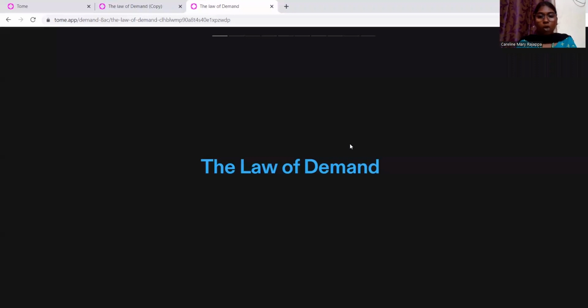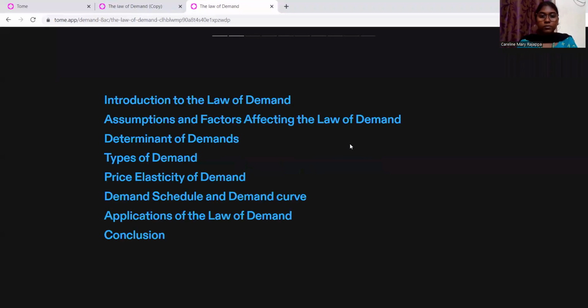This presentation is on the law of demand. The context of the presentation goes like this: the introduction to the law of demand, assumptions and factors affecting the law of demand, determinants of demand, types of demand, price elasticity of demand, demand schedule and demand curve, applications of the law of demand, and conclusion.